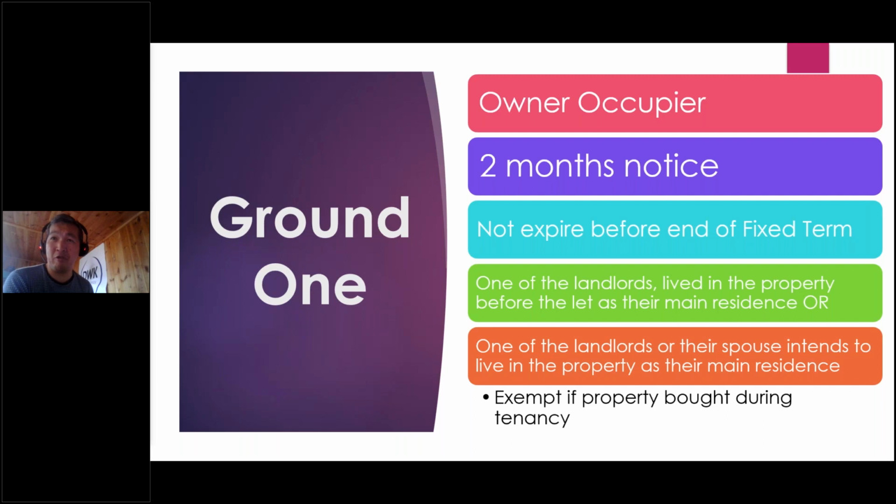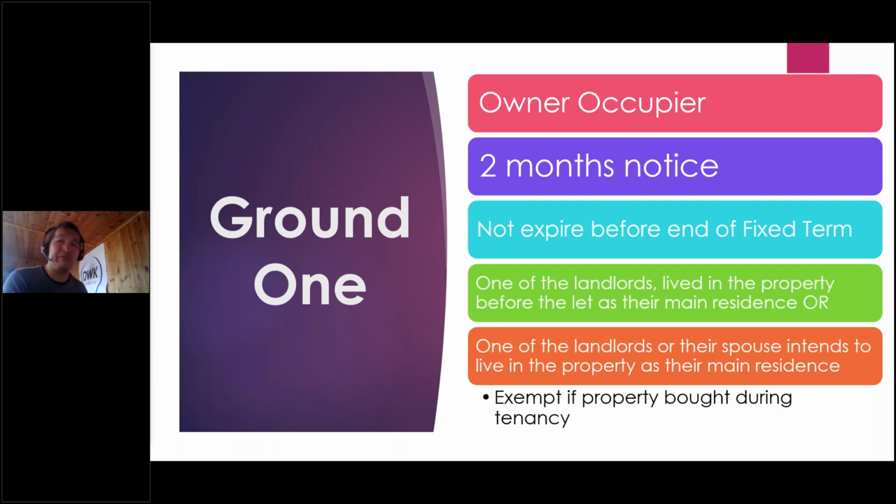Now, I fully accept I might be completely wrong, but hopefully I am right in terms of the understanding of that particular ground. So if you can prove that, then the landlord or the judge would need to give you possession under ground 1. And the other part, in the more burnt orange box, is one of the landlords or their spouse intends to live in the property as their main residence. That's after possession has been sought.